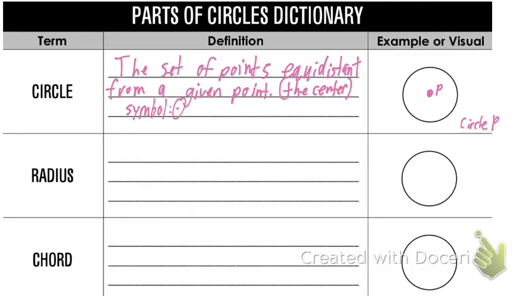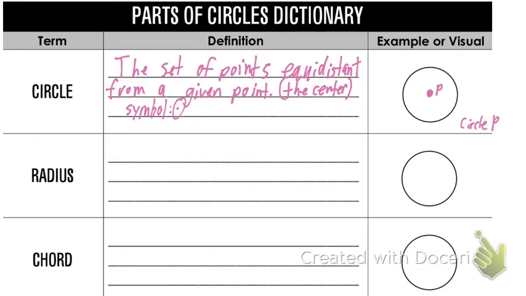All right. So the circle is the set of points equidistant from a given point. So all of these points are the same distance from the center. This is really infinitely many points that are all an exact distance away from the center. Now, does anyone know exactly how far this is? What is that called, the length between the center and the edge of the circle? It's called the radius. So the radius is that set distance.